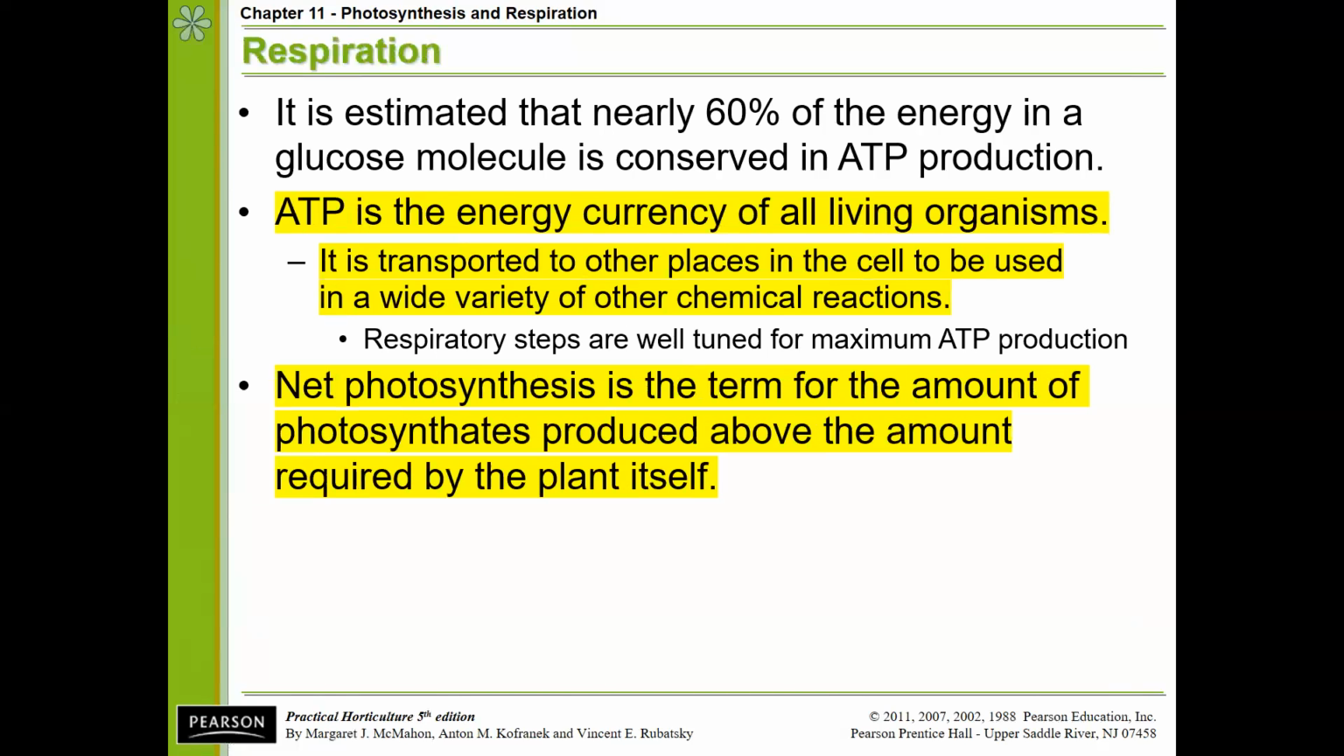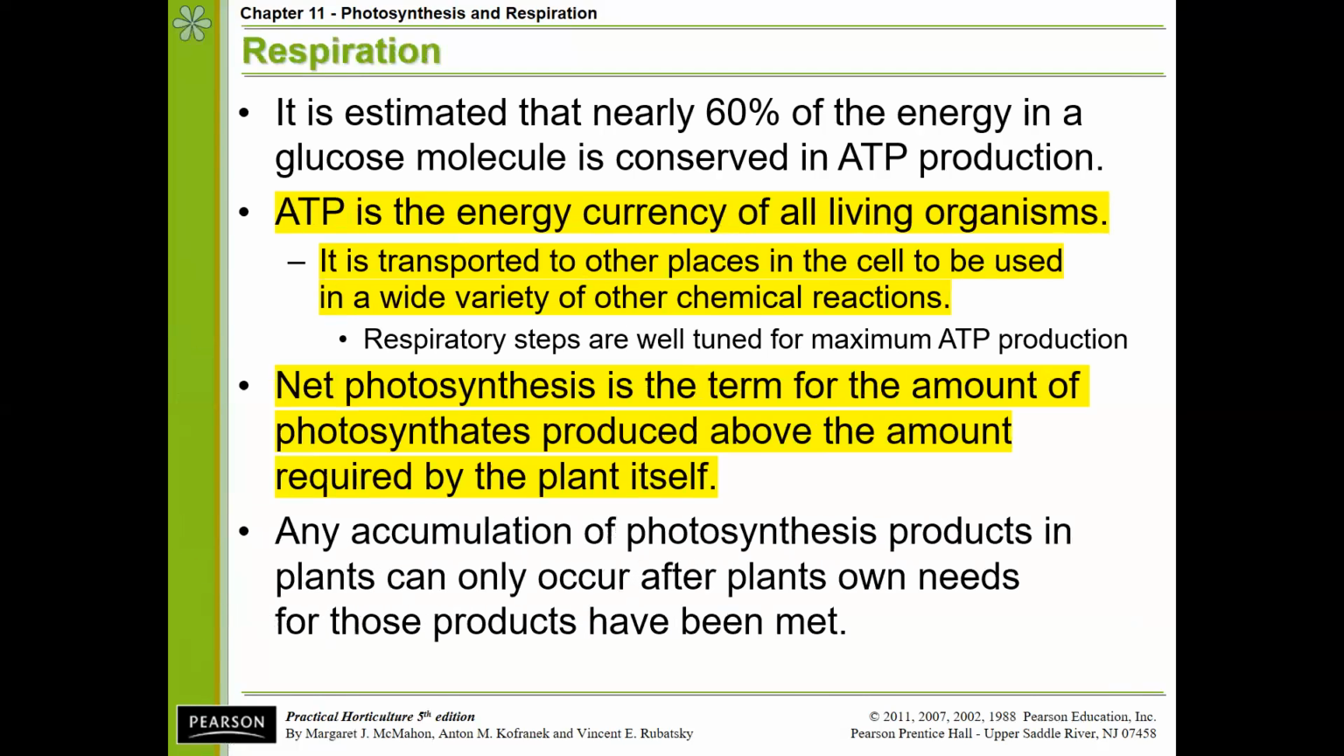Net photosynthesis is what we look at as the amount of photosynthates produced above the amount that is required by the plant itself. And any accumulation of these photosynthesis products in plants can only occur after the plant's own needs for these products have been met.